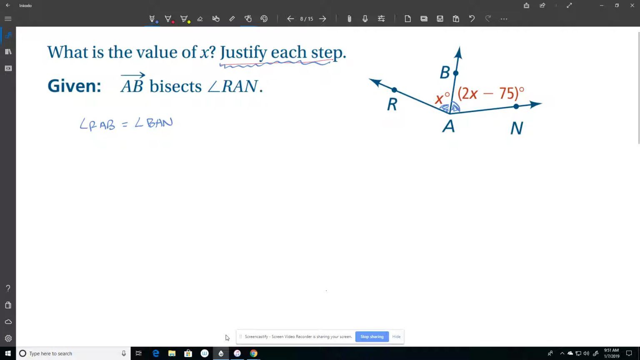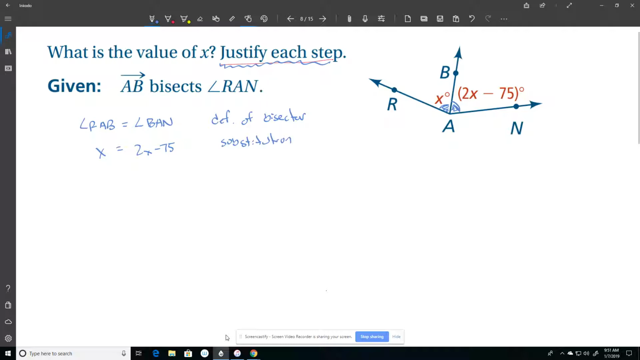So for example, in this case, we know that these are equal because of the definition of a bisector. A bisector means it cuts an angle in half, which means the sides are equal. And then from there, you would say, well, if RAB is X and BAN is 2X minus 75, then X equals 2X minus 75. But again, you have to justify that. You have to give a reason why you're allowed to do that. And in this case, we would call that substitution.